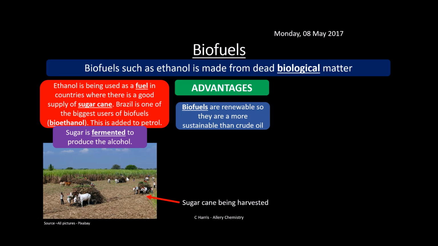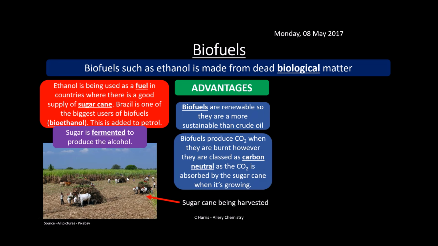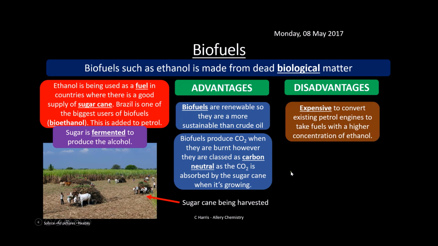Okay, so the advantages of this: they're renewable, more sustainable than crude oil, and the biofuels produce carbon dioxide as well when they're burnt. However, it is carbon neutral. Okay, so the carbon dioxide is absorbed when the sugarcane is growing. So when we burn the fuel, yes, we put the carbon dioxide up into the atmosphere, but the crop absorbs the carbon dioxide from the atmosphere, so we class it as carbon neutral. Well, nearly, just about.